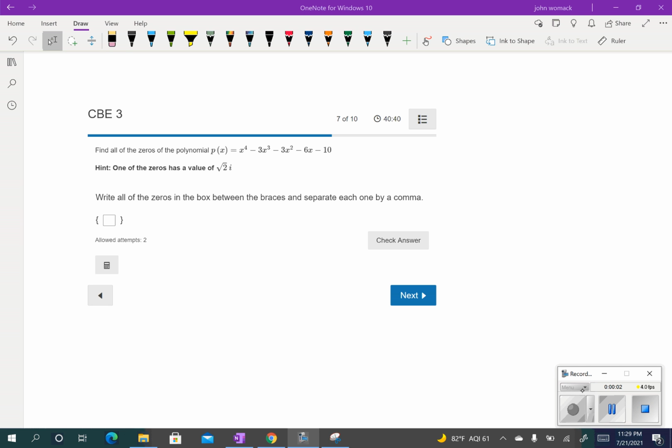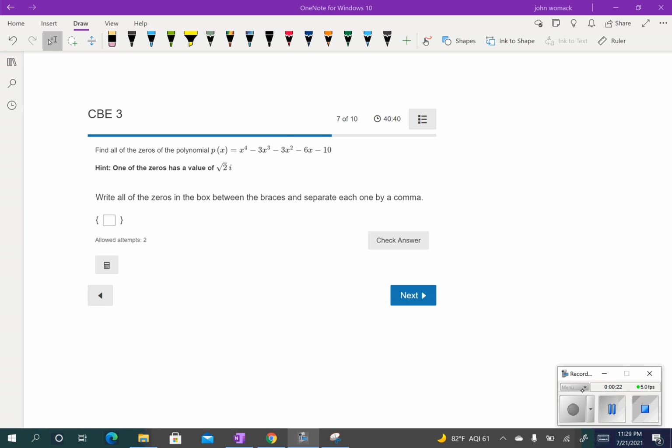Question number 7 says, find all the zeros of the polynomial, gives us that function. And it says, hint, one of the zeros is the square root of 2i. Write all the zeros in the box between the braces and separate each by a comma. And we don't have a graph here. We're not allowed to use a calculator, and there's no graph given to us.